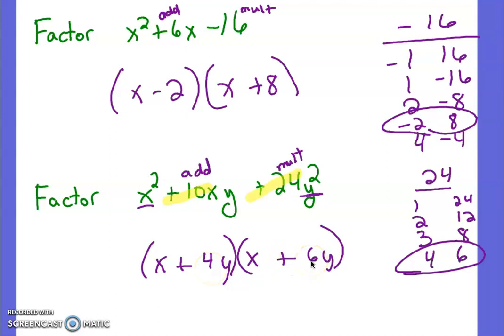So again, you can check that. So x plus 4y, x plus 6y would be your final answer. You can check it by using the distributive property, also called FOIL, to be able to do that. And that is factoring polynomials and simplifying, checking your answers by using the distributive property as well.